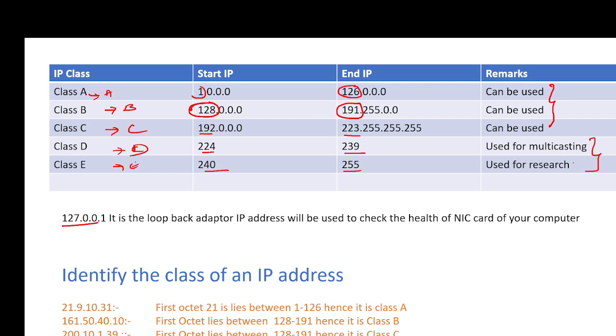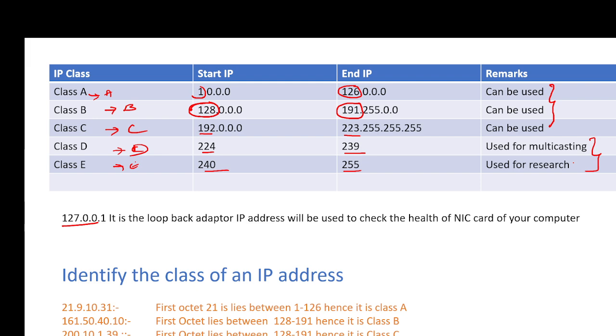Okay, that's why it is kept reserved for some multicasting and research purposes. And the first three classes, class A, class B, class C, are usable IP addresses. Okay, and if you see here, 127 I missed. So this 127: if an IP address starts with 127, I'm talking about the first number only. The last number can be anything.